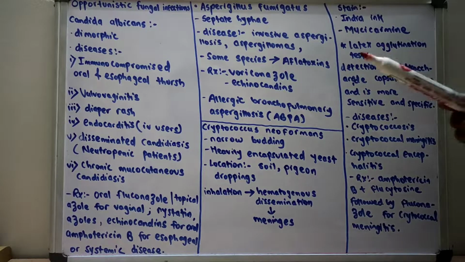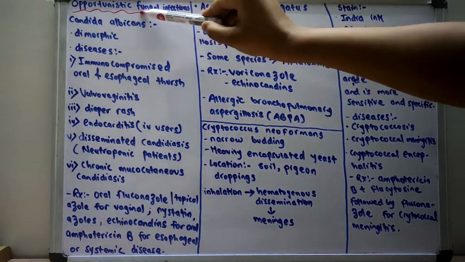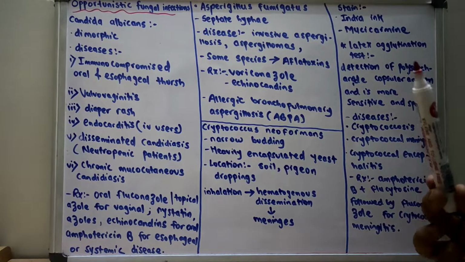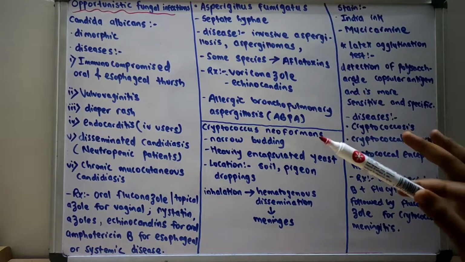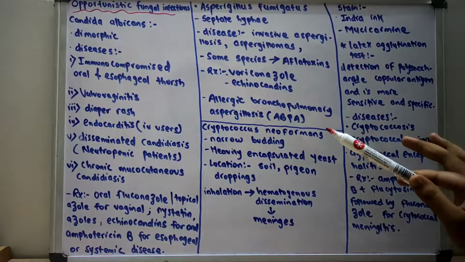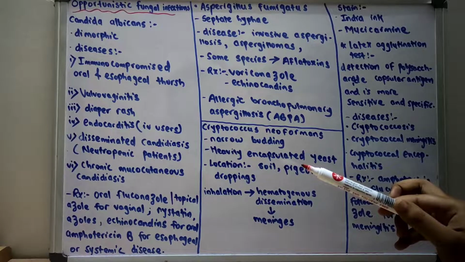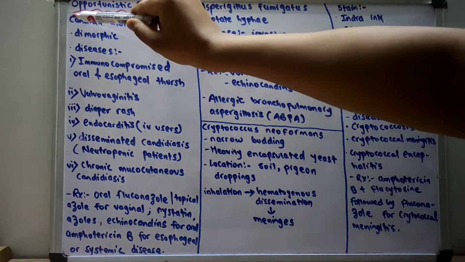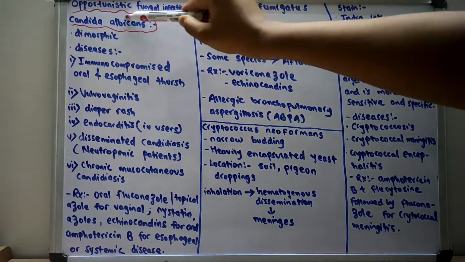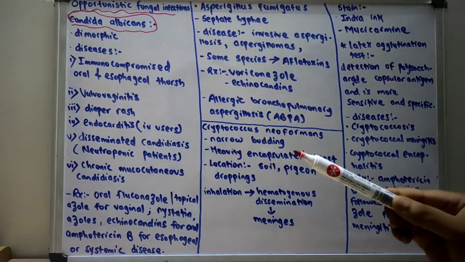Hello everyone. So today we are going to read about different opportunistic fungal infections. In this video we are going to talk about Candida albicans, Aspergillus fumigatus and Cryptococcus neoformans. Let us start first with Candida albicans.